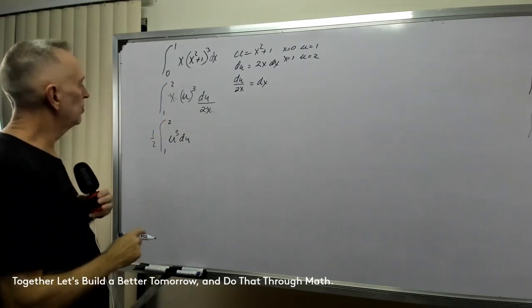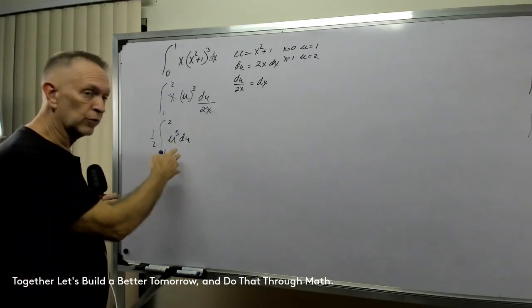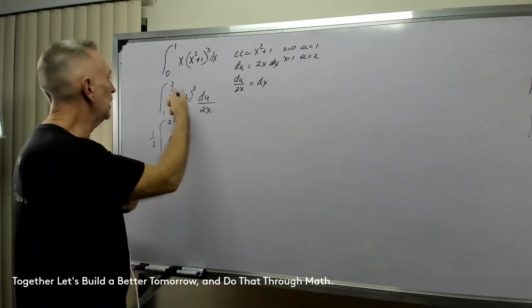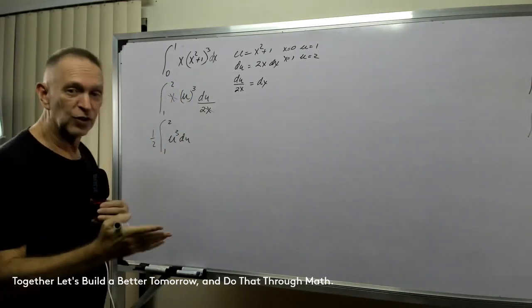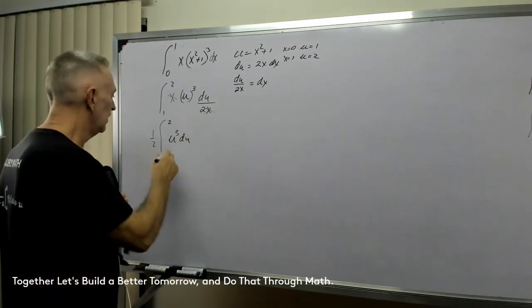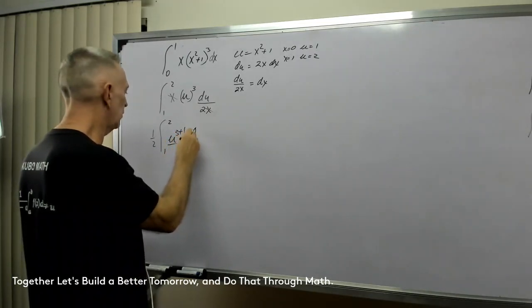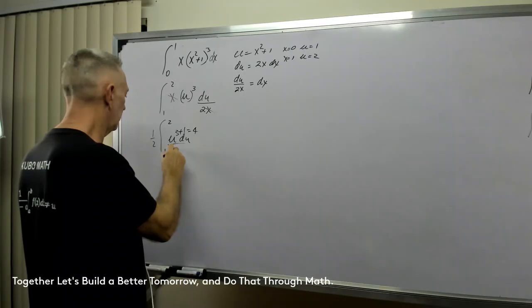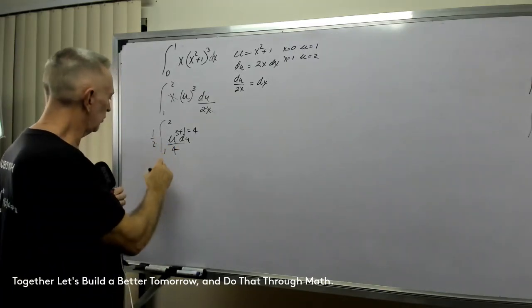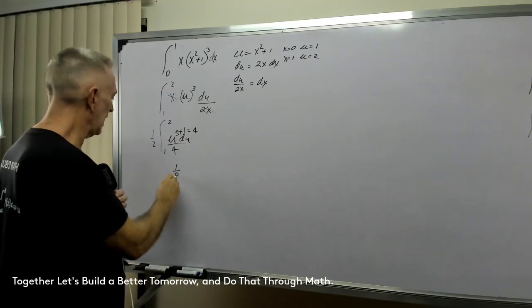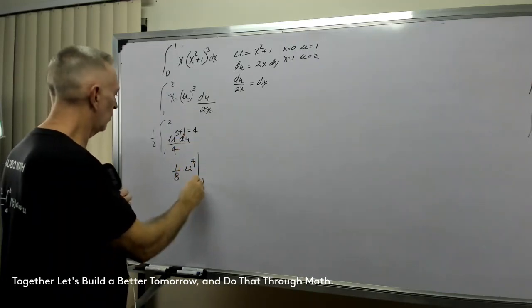of u cubed du. Now the value to this is, once I go through the integration, I don't have to change back to the x world. I can leave it in the u world. This is cool. Alright, so I'm going to add 1, divide by that, so that equals 4, and divide by 4. So I have 1/2 times this 1/4 gives me 1/8 u to the 4th from 1 to 2.